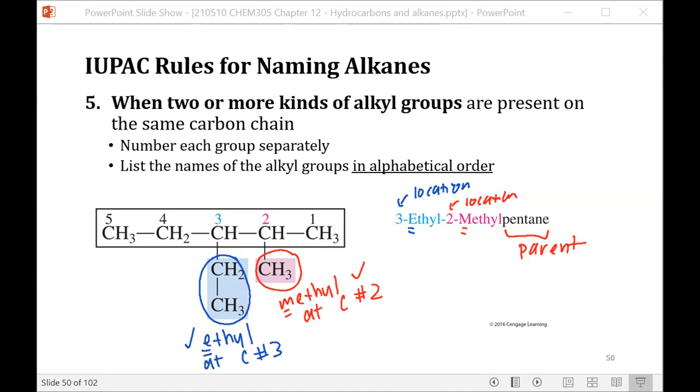The thing to remember when you have two or more different types of alkyl groups, like a methyl and an ethyl group, they're not identical. Then when you put them in the name, they go in alphabetical order based on the first letter of the alkyl group. So E comes before M in the alphabet, so ethyl gets listed first, and then methyl comes next.